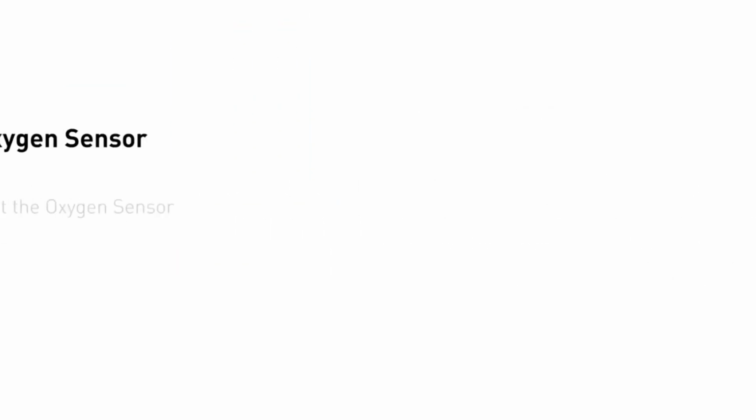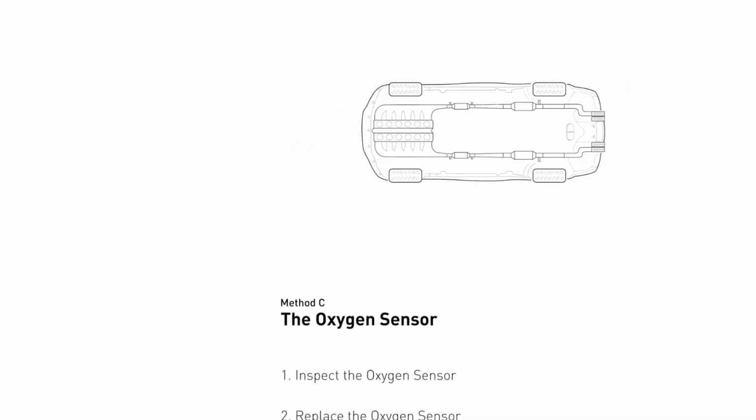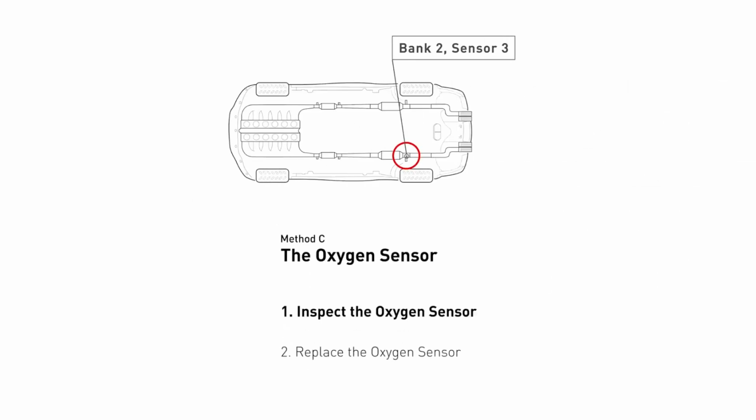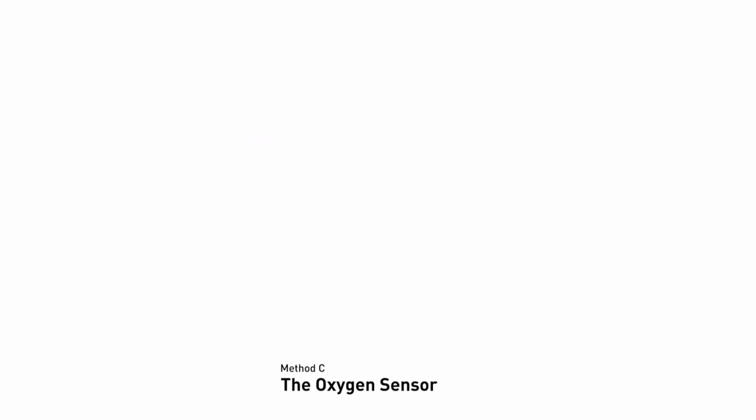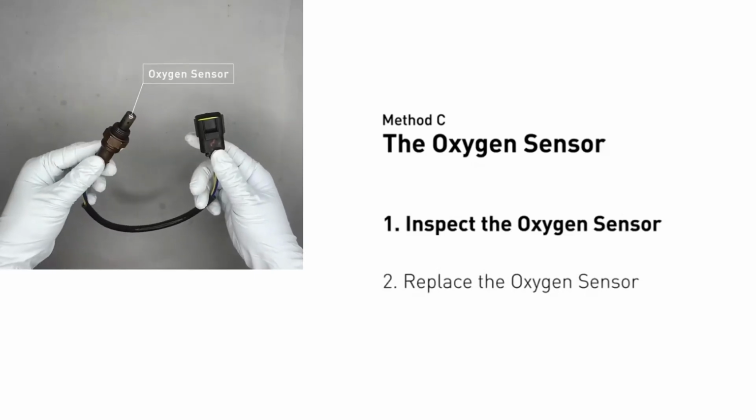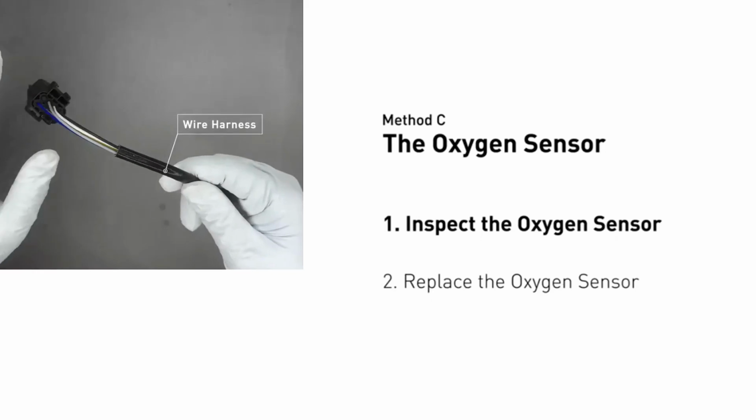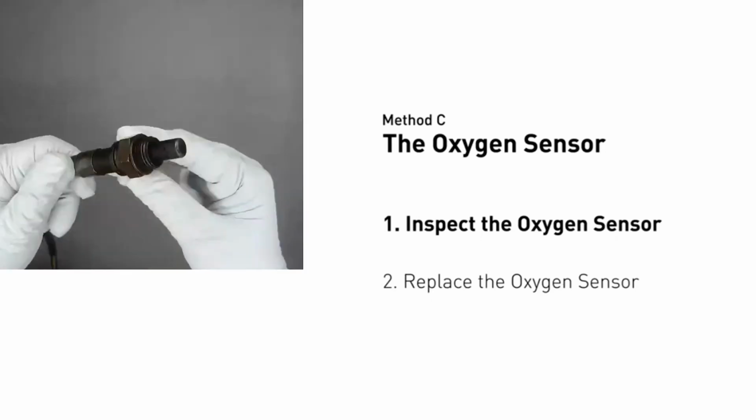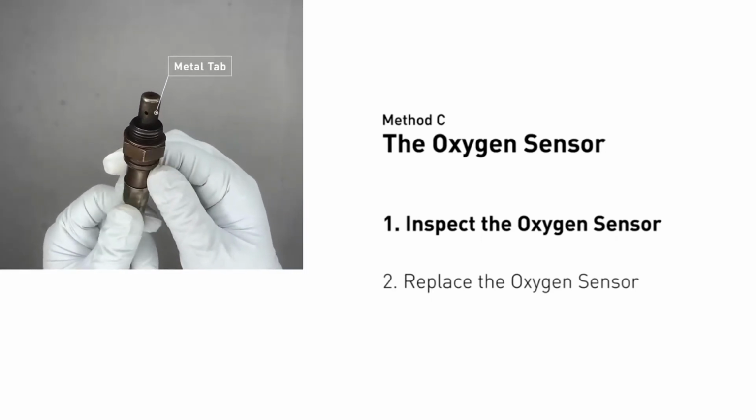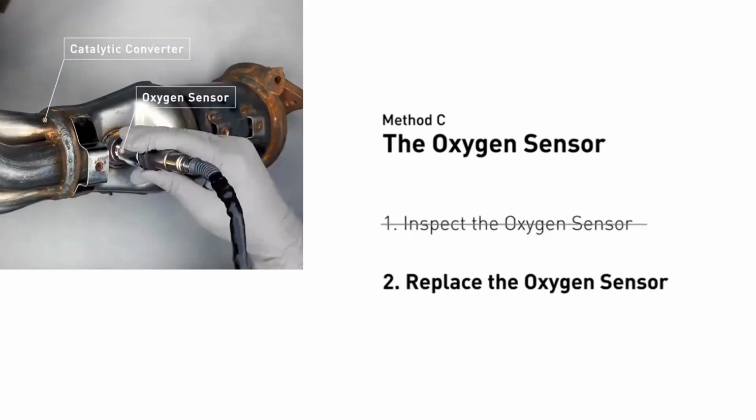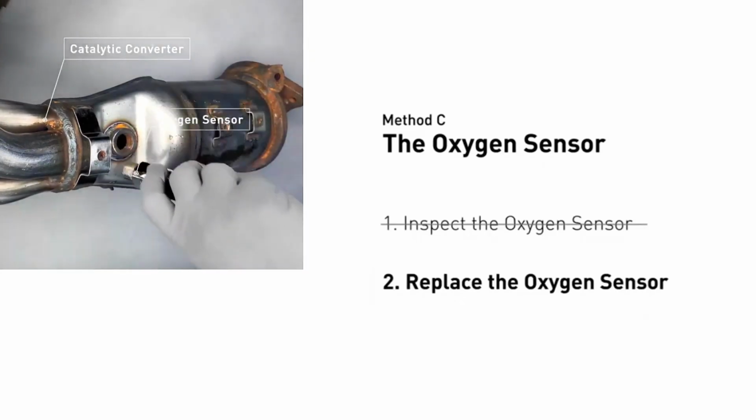Method C. The oxygen sensor. This oxygen sensor is located right after the catalytic converter. Bank 2 is on the side with the cylinder number 2. Sensor number 3 is downstream of the last catalyst in the exhaust system. Visually check the oxygen sensor's electrical connections, wire harness, and metal tabs for any damages. If damages are found, replace the oxygen sensor.